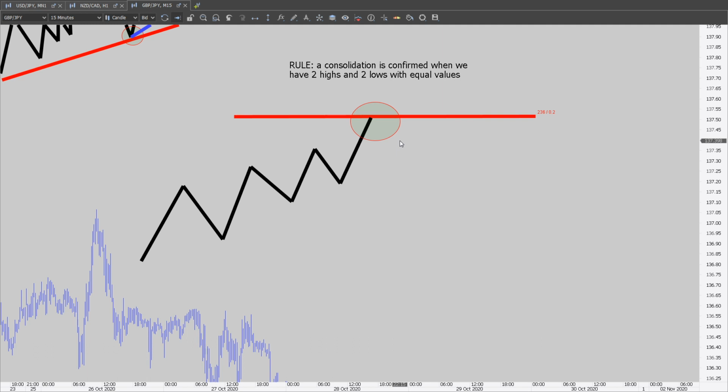Are we in consolidation, everybody? It's a yes or no question. You can say yes, you can say no, you can say I don't know, still okay, right?